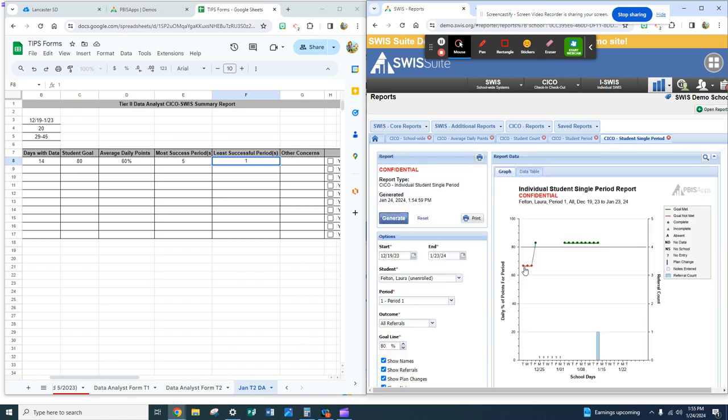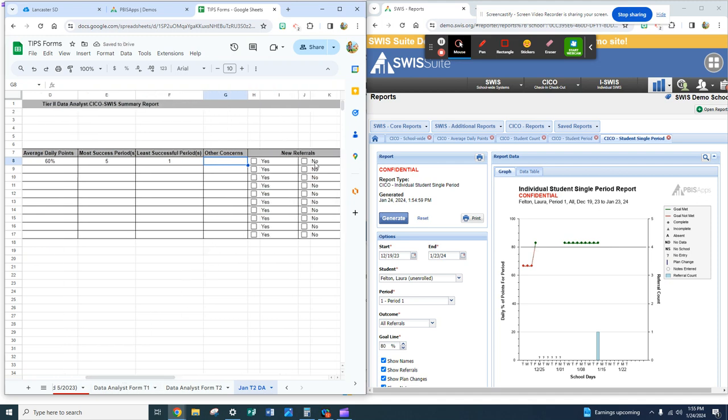And if we look over here, we can see now she's been achieving her goals, but she wasn't before. So if she was still at this place, we might consider lowering her goal. We may want to talk to the teacher about why she's struggling. She's not a new referral, so we're going to click no. And then let's put adjust goal, because that might be something we recommend to the team.